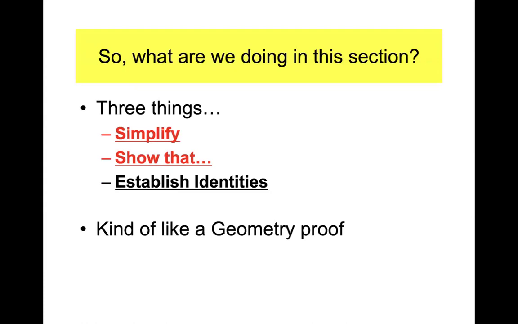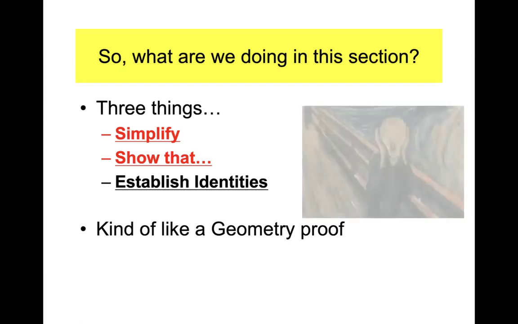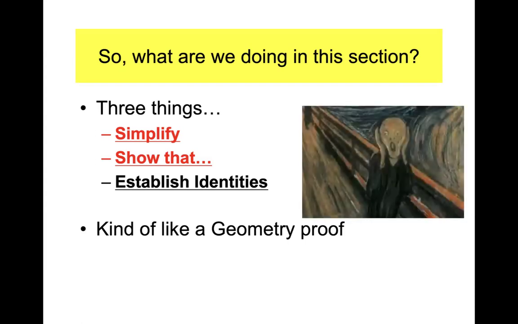All of these are kind of like geometric proofs. We're not necessarily proving something, but they're like a geometry proof in the sense that they give you a problem. You might understand the problem. They'll give you an ending point of where you need to go, but you might not know how to get there. And that's the challenge of these, especially the establish the identity thing. A lot of people like to scream when they see these things because these are some of the more challenging trig things that we will do.